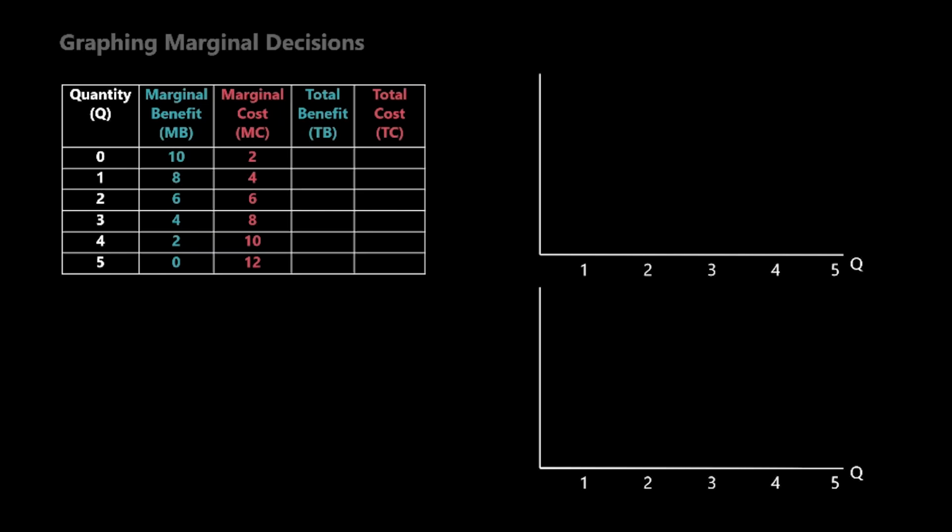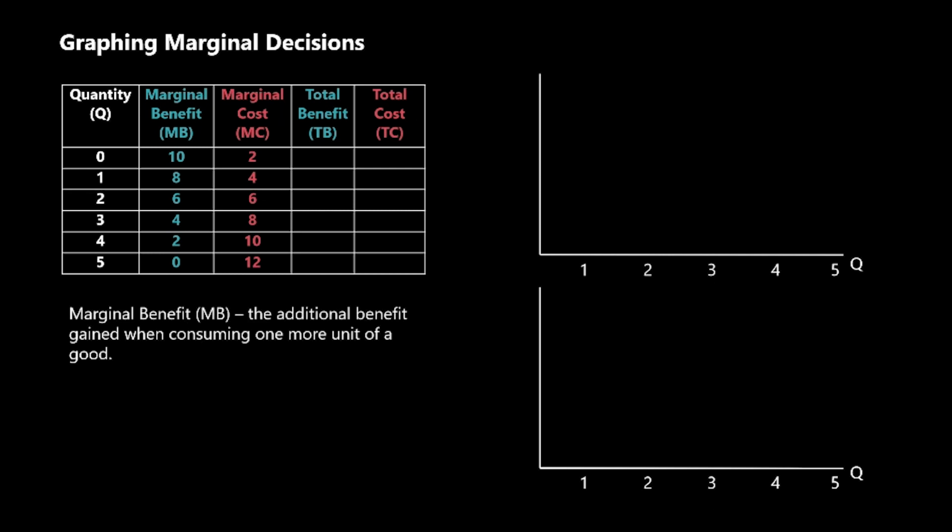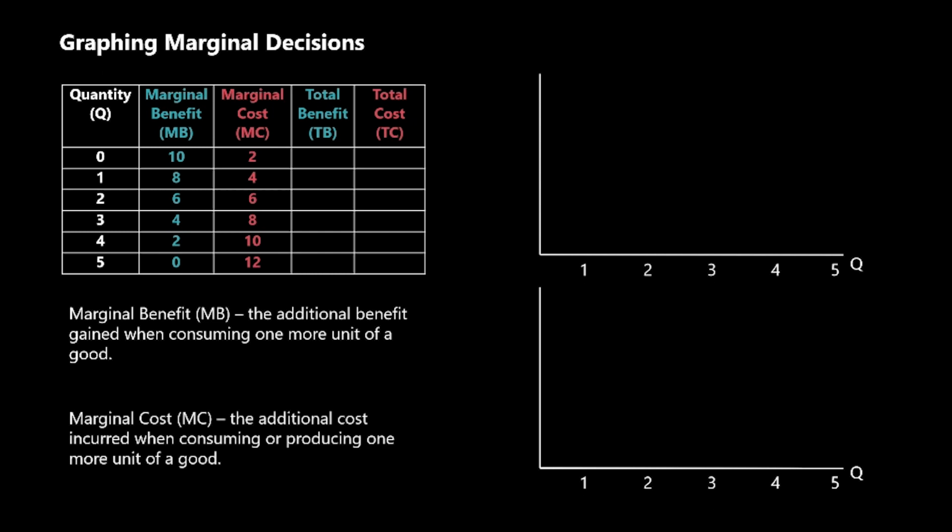This video is about graphing marginal decisions. So we'll start with two definitions. First, the marginal benefit is the additional benefit gained when consuming one more unit of a good, whereas the second definition is for marginal cost. This is the additional cost incurred when consuming or producing one more unit of a good.